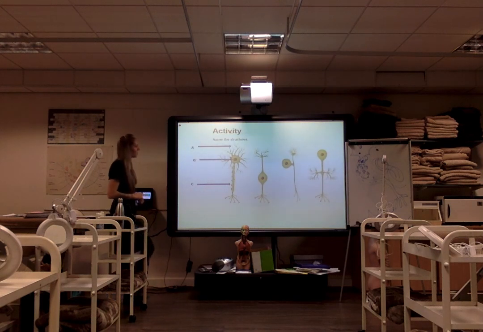If I was to show you this, what would A be? Dendrites. B? Nucleus, which is within the cell body. And C, the long tail axon. What's it covered in? What's that term? Myelin sheath. Yeah. What's the function of a myelin sheath? Insulate the electrical current. Yeah. The pace at which that message is travelling.